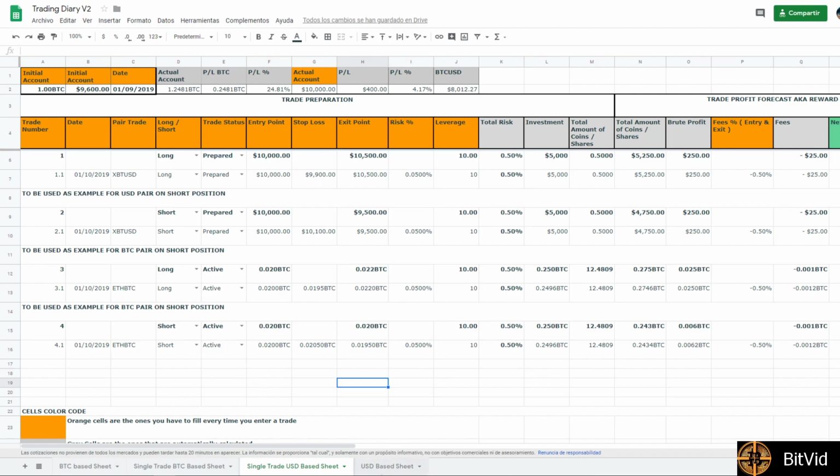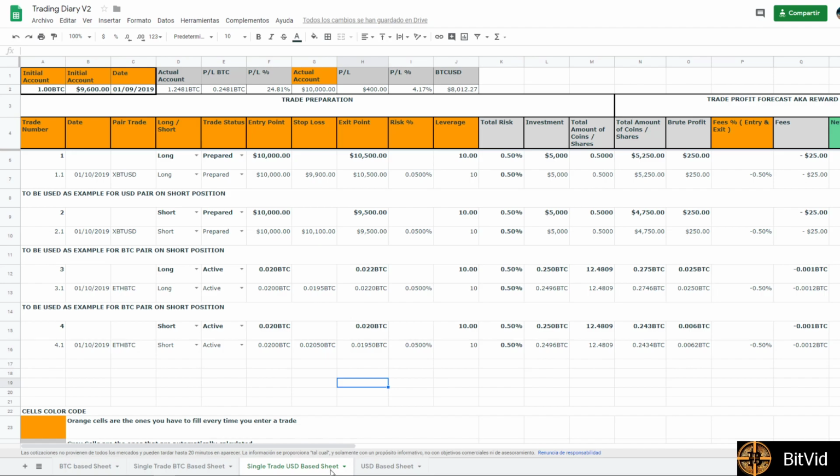First of all, let's imagine that we work in two different exchanges. One exchange can be, for example, BitMEX, which is BTC based. It means that the currency of your portfolio is based on BTC. And you can work, for example, in Bitfinex, Kraken, or whatever, where your base currency is USD. If you use Kraken or anything like this, you will use those sheets.